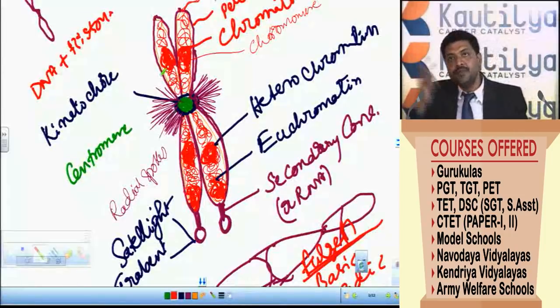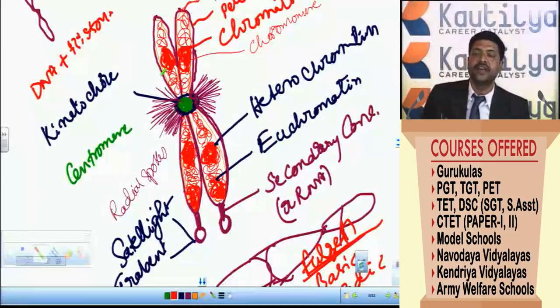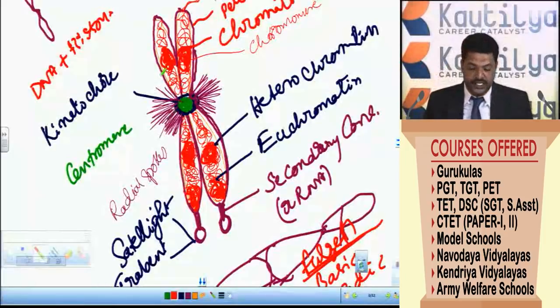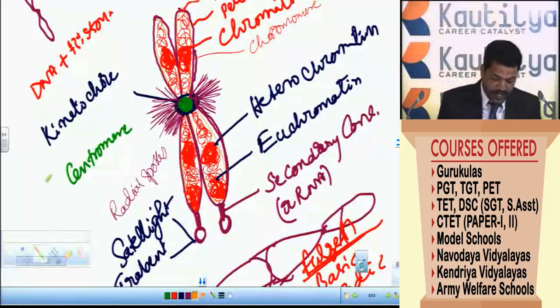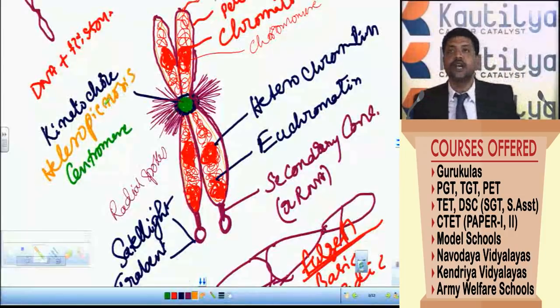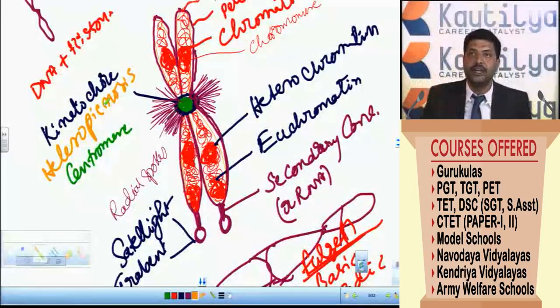So the same chromatin, by giving the same stain, at certain places the stain is given more, at certain places the stain is absorbed less. The differential property of the absorption of this stain is called heteropycnosis. What do you call it? Heteropycnosis. What is heteropycnosis? Differential absorption property of the stain by the chromatin material is known as heteropycnosis: hetero, different, pycnosis, absorption.